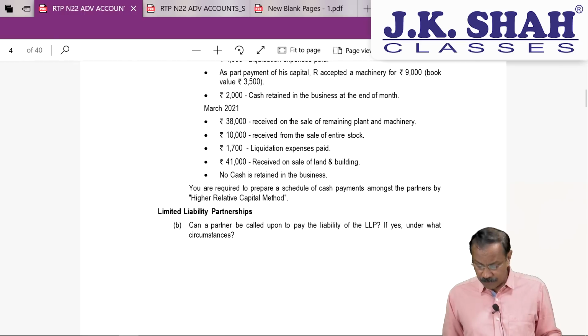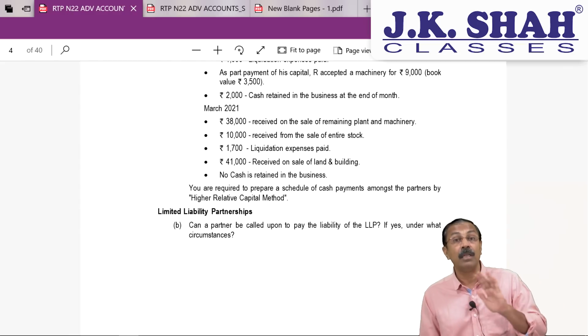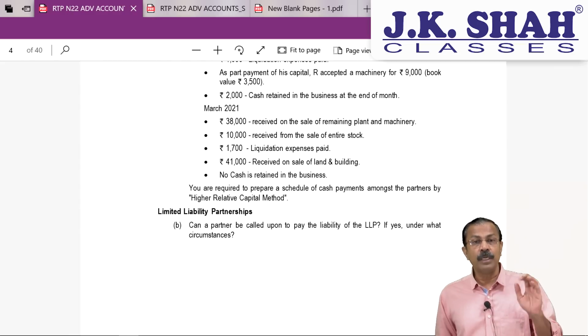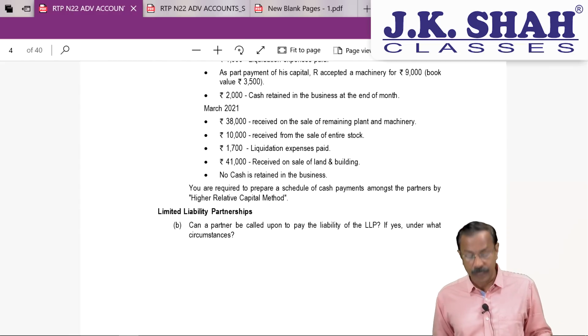In March, 38,000 is received from the sale of remaining plant and machinery. 10,000 is received from the sale of the entire stock. 1,700 were liquidation expenses. 41,000 is received on the sale of land and building. No cash is retained in the business. So March month is the last month. Total dissolution ends over there.